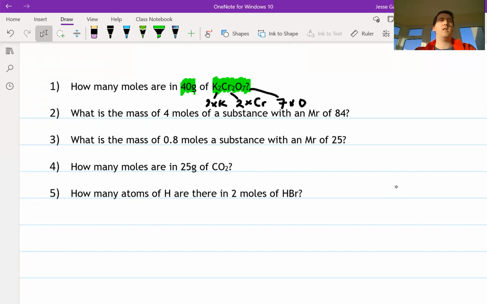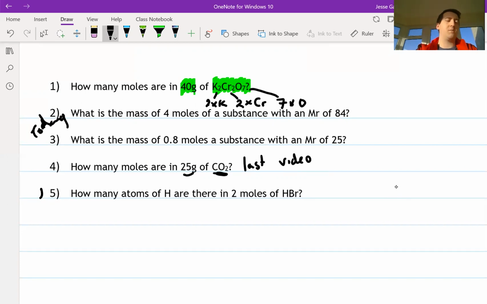How many moles are in? And you've been given the mass. Okay. The next one, what is the mass of 4 moles of a substance? So that's like what we did today, 4 moles of the substance, and you've got the Mr is 84. What is the mass of 0.8 moles of a substance? These two are just like what we did today, 2 and 3 today. How many moles? This is like what we did in the last video. You've got the mass and you've got the formula, so you can work out the Mr.